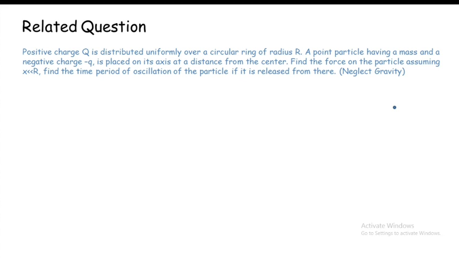Here is the related question. First try to read the question. Positive charge q is distributed uniformly over a circular ring of radius r. A point particle having a mass m and negative charge minus q is placed on its axis at a distance, we have forgotten here to write x, distance from the center. Find the force on the particle assuming x is less than r. Find the time period of oscillation of the particle if it is released from there.